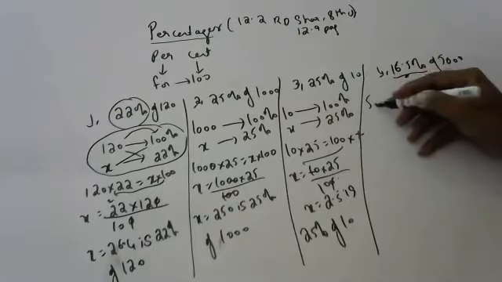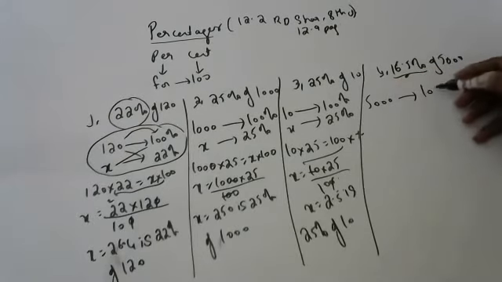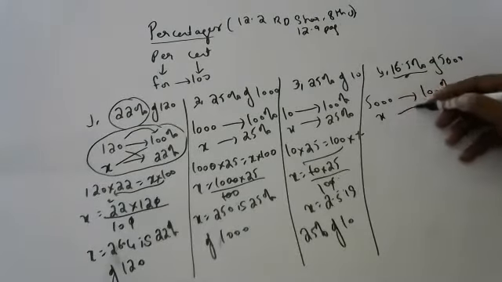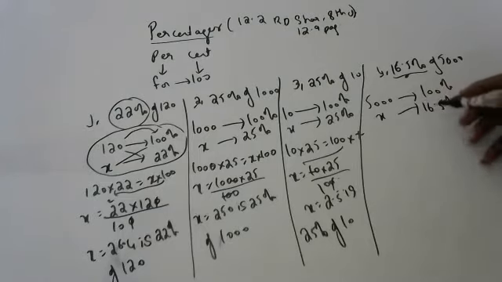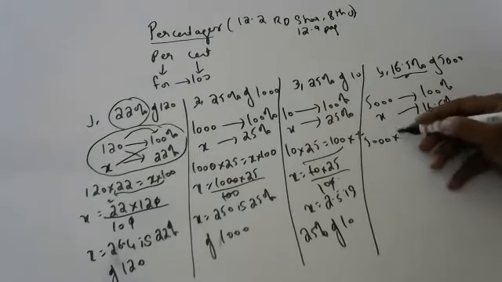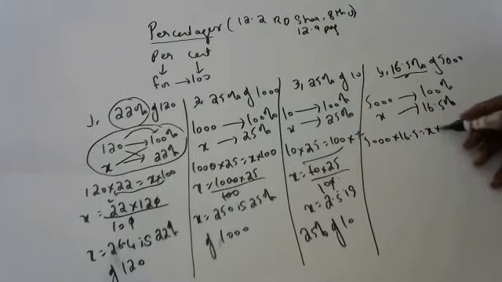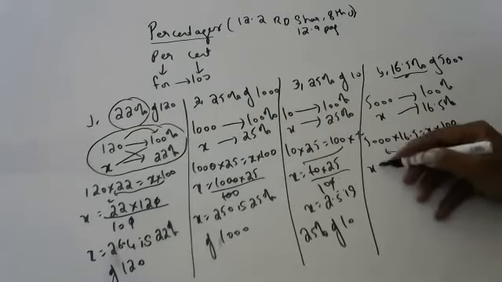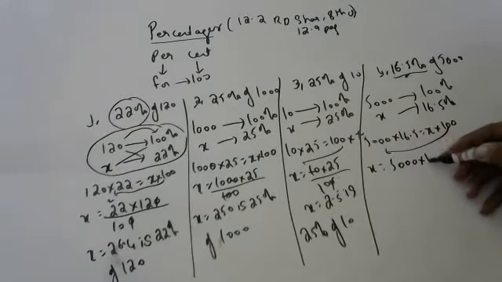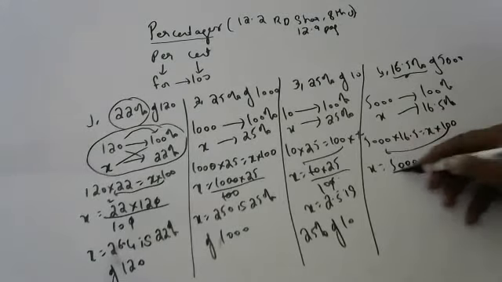Pravalika, you tell this also. 5000 is 100%. How much is 16.5%? Cross multiplication: 5000 into 16.5 is equal to 100 into x. X is equal to 5000 into 16.5 by 100. How much is that? 825 is 16.5% of 5,000. Like that we should do. Understood?